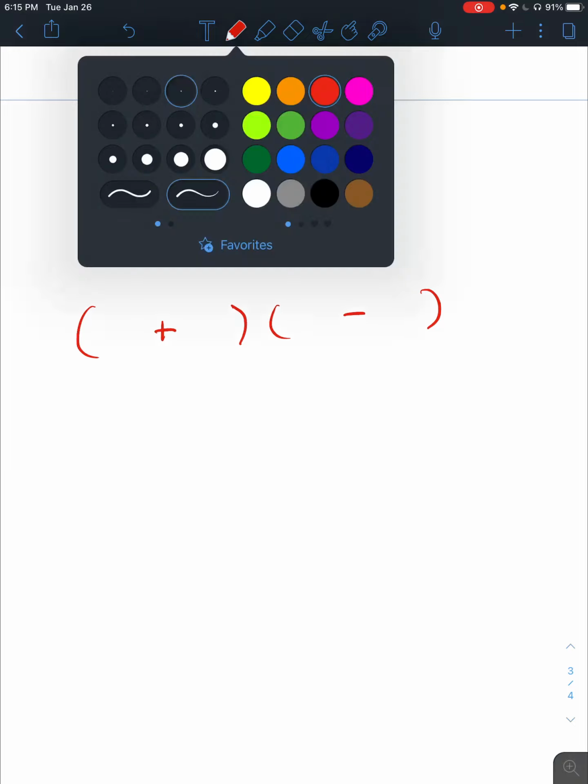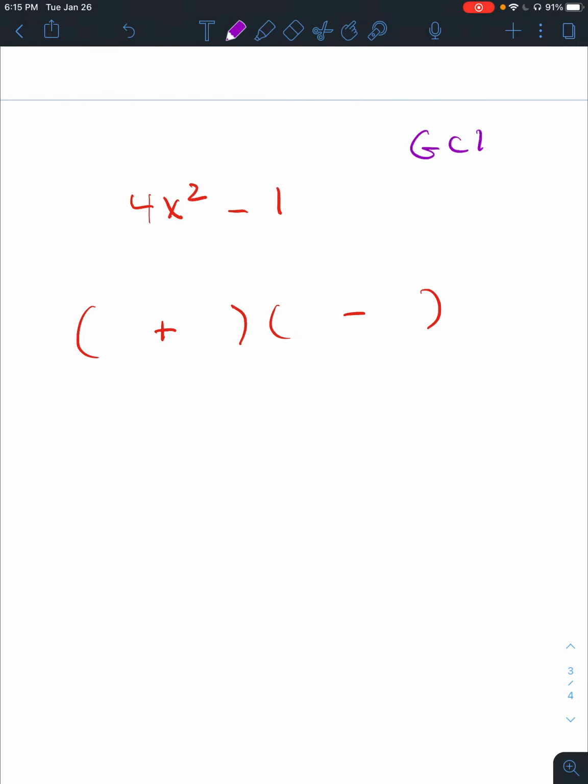But the first thing that we should always check for is GCF. And if I look, 4 and 1 don't have something in common. I mean, they do have 1 in common, but nothing that can help simplify this. So now I have to ask myself, how can I rewrite this? What two same terms multiply to give me 4x squared? I hope that you see that's 2x. That 2x times 2x gives you 4x squared. What two numbers multiply to give you 1? Well, that's 1 and 1. So this ends up being our answer, 2x plus 1 times 2x minus 1.